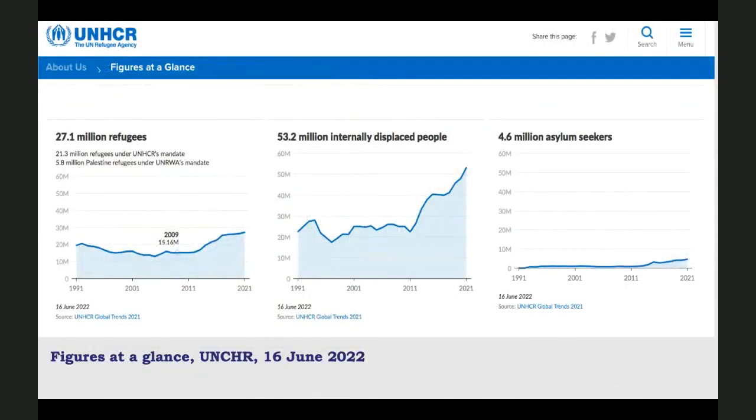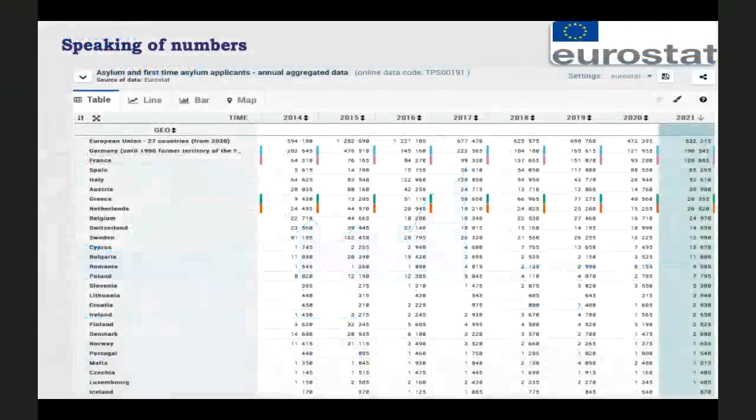The most obvious reason has to do, apparently, with numbers. The number of displaced people around the world, and of course the number of people seeking asylum in the EU. Actually, the EU member states have received, as you can see, in 2021, more than 632,000 applications for international protection.